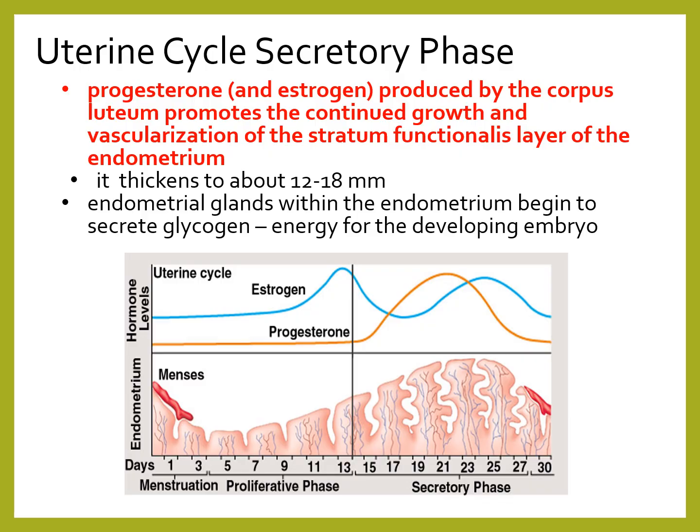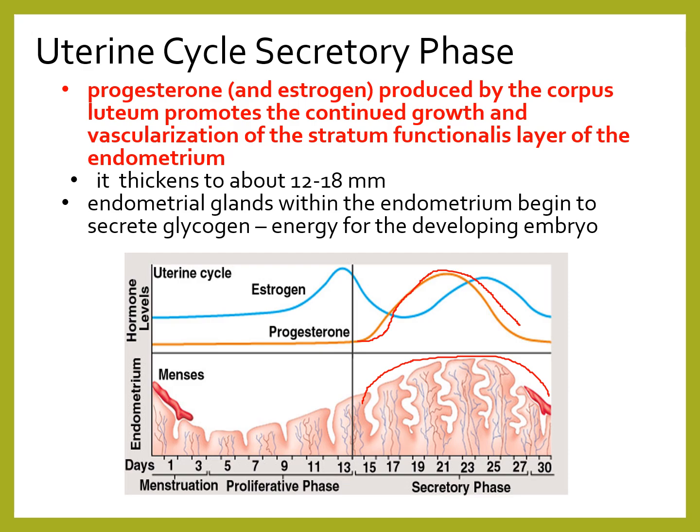Progesterone, produced by the corpus luteum, promotes the continued growth and the vascularization of the stratum functionalis layer of the endometrium. During the uterine cycle secretory phase, which is the phase post ovulation, the stratum functionalis can thicken to about 12 to 18 millimeters, and you can see it actually thickening exactly along the same pattern as progesterone levels rising.